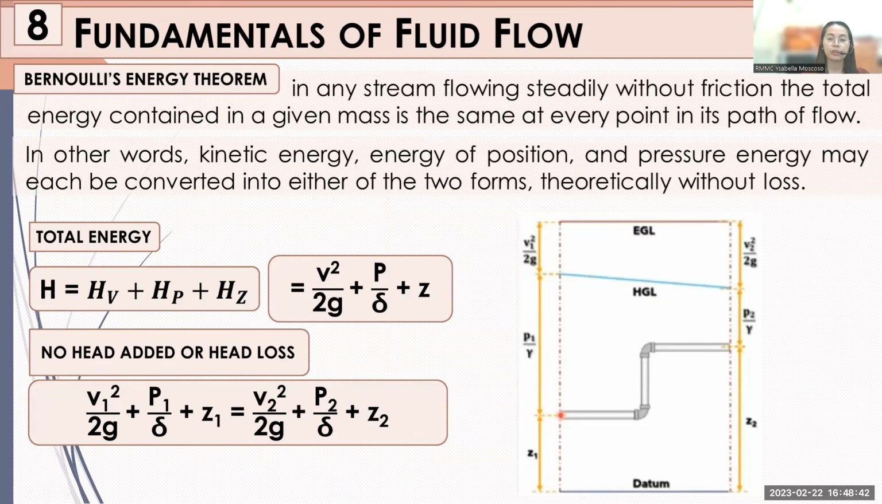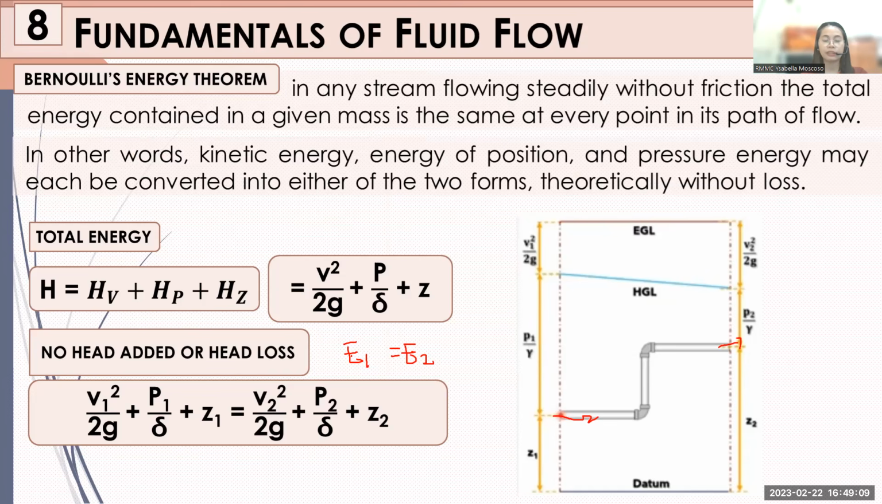So when we relate your point 1 to point 2, this becomes our equation. That is just energy head at point 1 is equal to energy head at point 2. It's because the fluid flows in from point 1 and exits at point 2. And take note, this formula has no head losses.